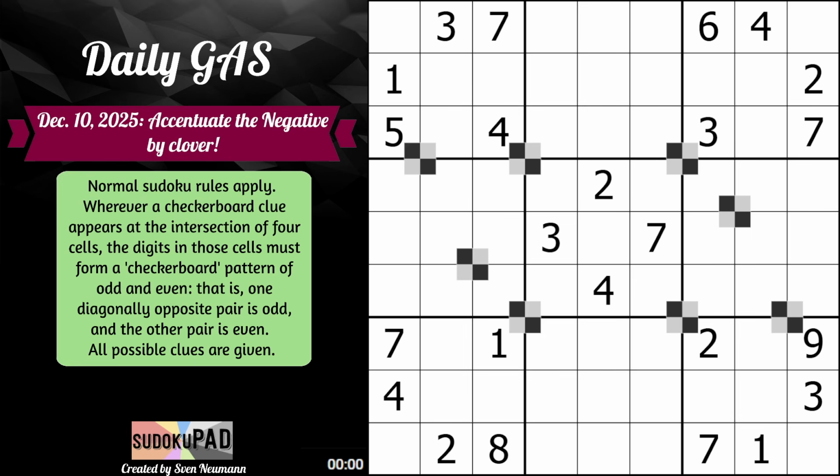So, what does that mean? Well, we saw this 3 days ago in Accentuate the Positive. We need to look at these checkerboards. So, this checkerboard here is at the intersection of these four cells. We have an odd here, so we would know that this digit here also must be odd, right? So, this would come from the set 1, 3, 5, 7, 9, and this opposite pair would be even. So these digits would come from the set 2, 4, 6, and 8.